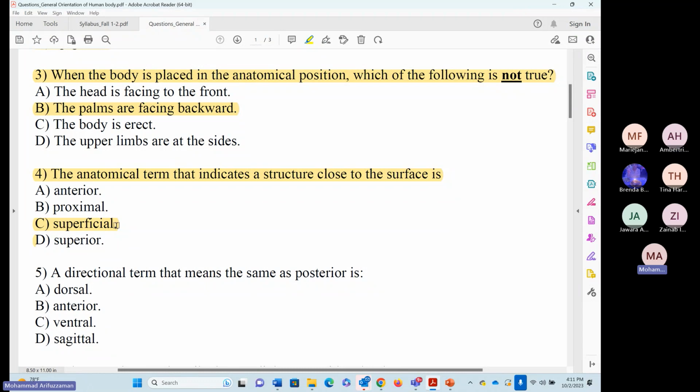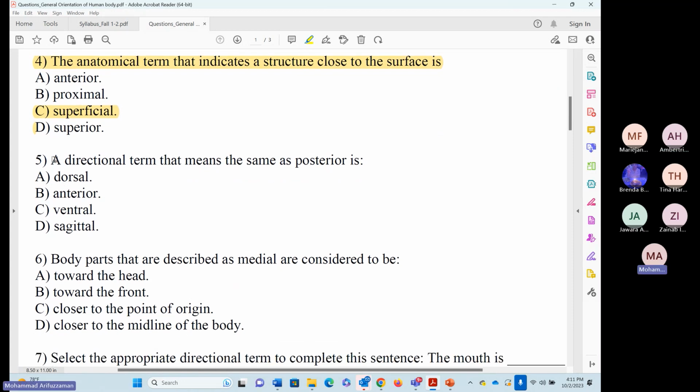Any structure that is close to the body surface, we call superficial, and deep to the body surface is deep. So when we explain the structure, sometimes we use superficial structure and the deep structure. Superficial structure is close to the body surface, and the deep structure is deep to the body surface. Is it clear? Superficial and deep. Good.